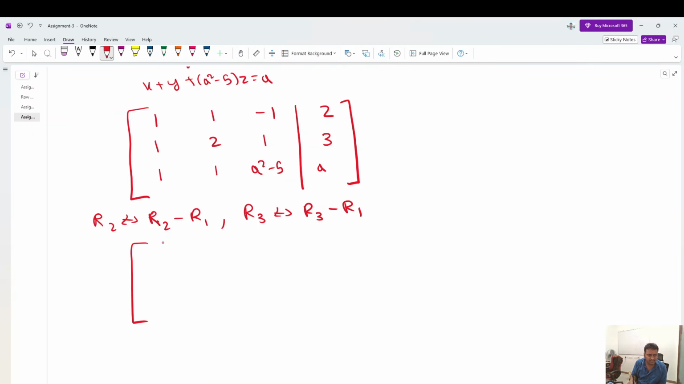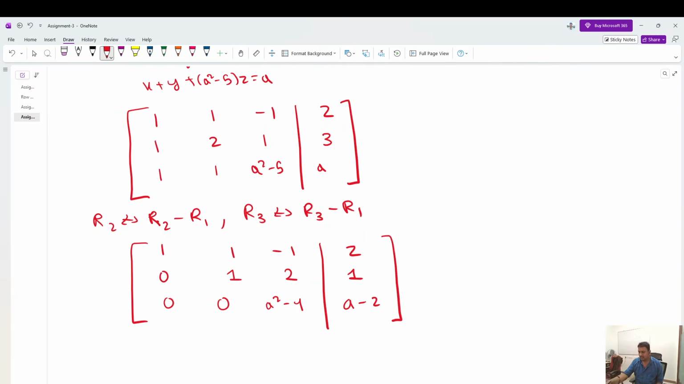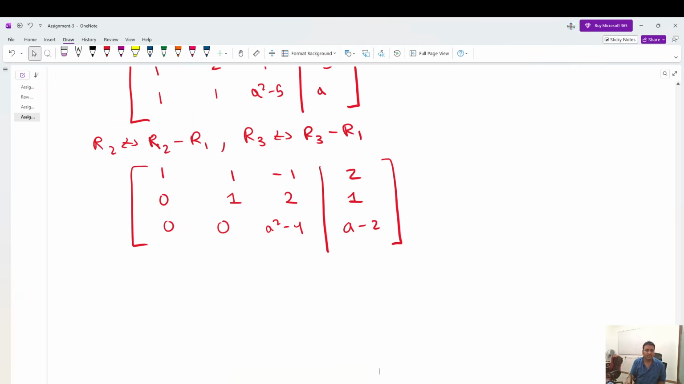So what you will get, guys? 1, 1 minus 2, 2. Let us see what you get. This will be 0, this will be 1, this will be 2, this will be 1, right? This will be 0, this will be 0, this will be a square minus 4. Yeah, I think we have done this problem before and I have proceeded in the same way. And this is a minus 2, right? Very nice. Like I have said you last time also, if you remember, say if you have a row like this, some non-zero number here, b.